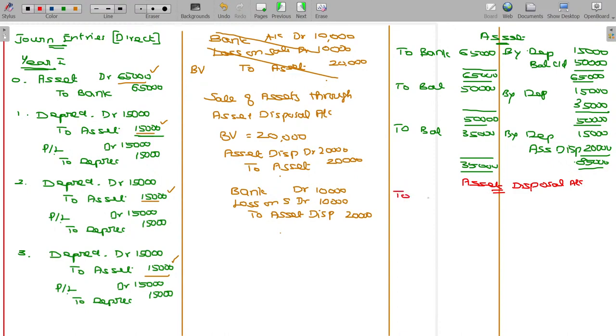To asset account, it is transferred from asset account, right? So 20,000. So the asset has been transferred to asset disposal. On sale of the asset disposal, you get a collection of 10,000 rupees, right? So by bank.